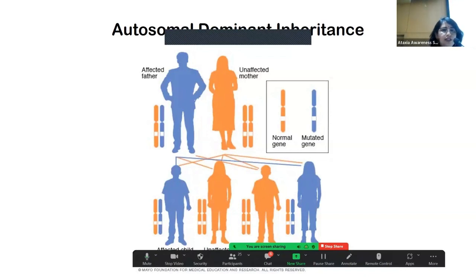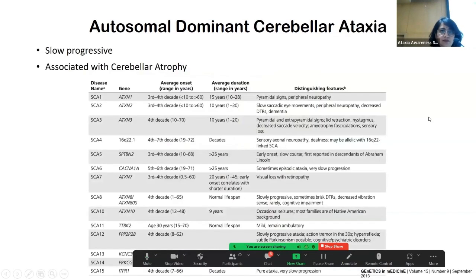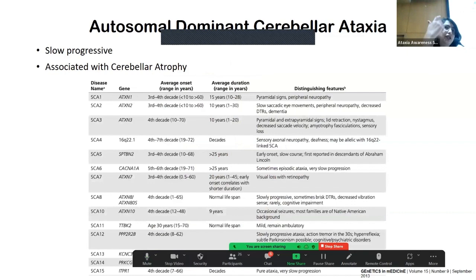So what are the genes in ataxia? This is clear to everybody, right? How this is inherited? So what is the autosomal dominant? So it is very slow progressive and it is associated with cerebellar atrophy, right? So Sir had shown pictures depicting cerebellar atrophy. So that can be known from the MRI. So now we have about SCA1 to 15 on this page and there are more on the other page.